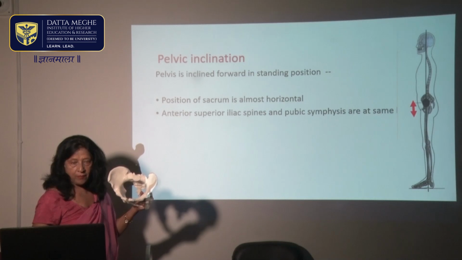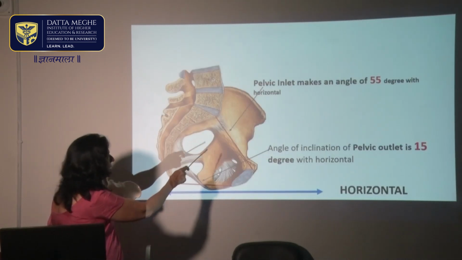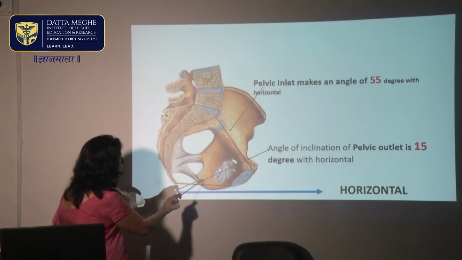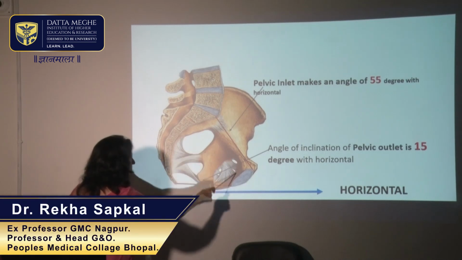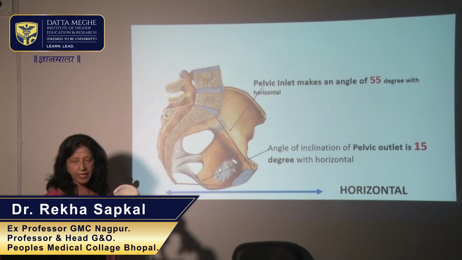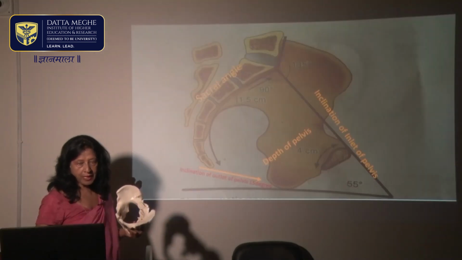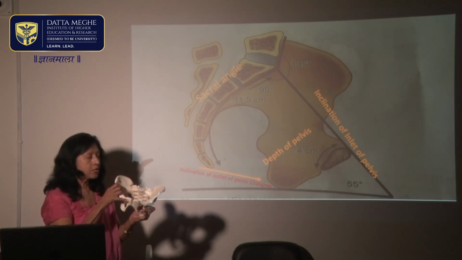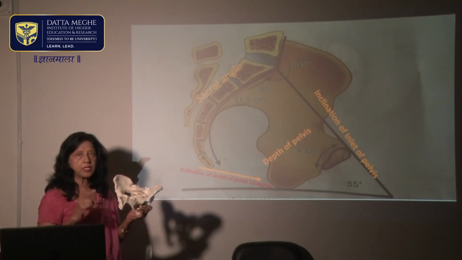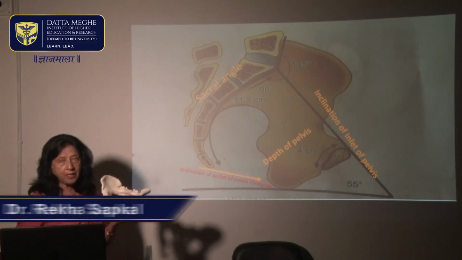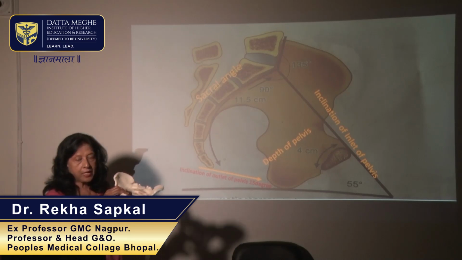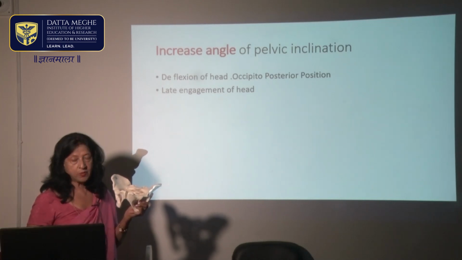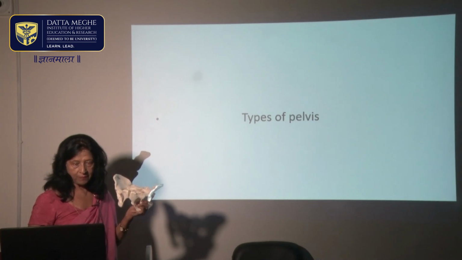So, what happens here? Pelvic inclination. The pelvic inlet makes an angle of 55 degrees with the horizontal, and here it makes an angle of 15 degrees with the horizontal, and this one makes 55 degrees with the horizontal. That is the angle of inclination of the pelvis. This is a very important thing, because if this angle of inclination changes, if it is increased, then there is a chance of occipito-posterior position, deflection of the head and abnormal labor results. Okay. Late engagement of the head also occurs with an increased angle of pelvic inclination.